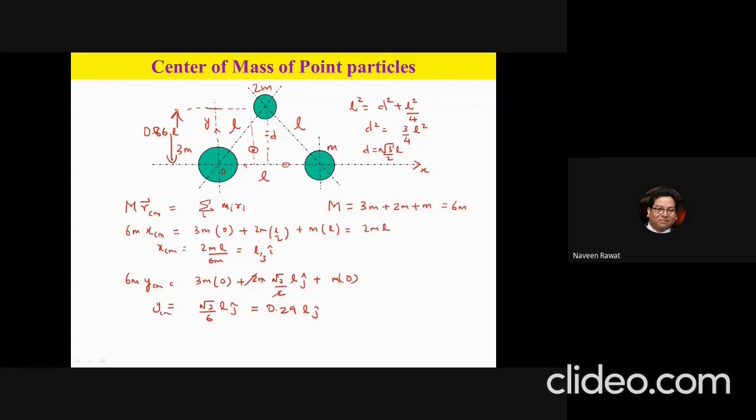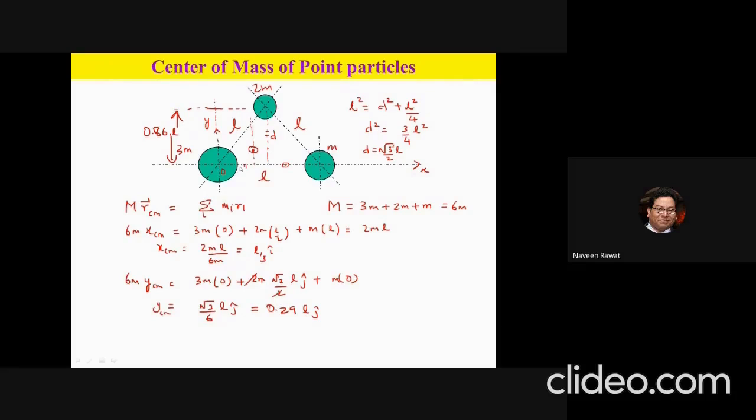So I'm getting x of center of mass is L by 3 i, and y of center of mass is 0.29 Lj. See, the point gets closer to where the heavy masses are, and that makes sense, because the more heavy mass is on the left side, the center of mass is concentrated towards the left.